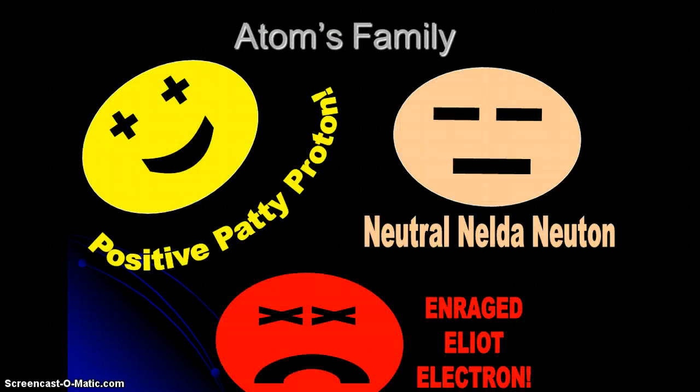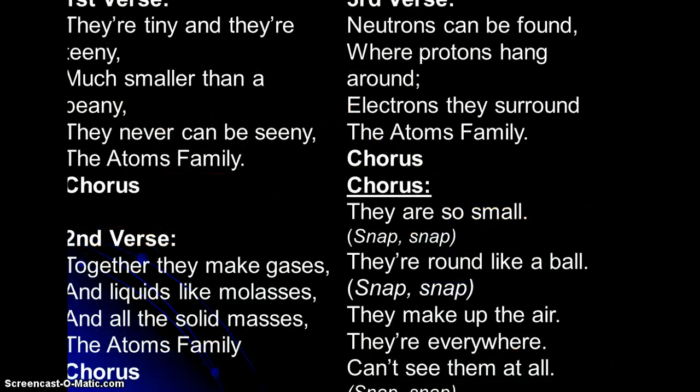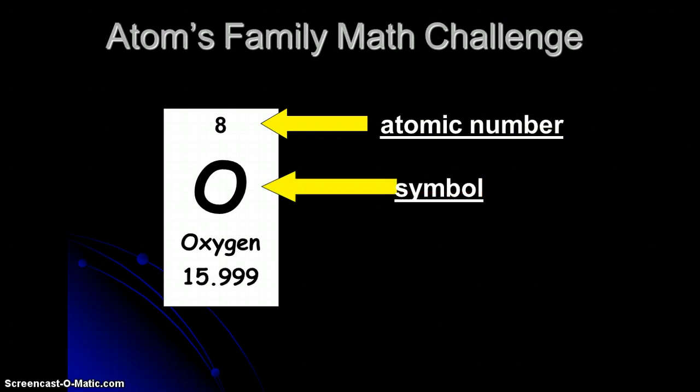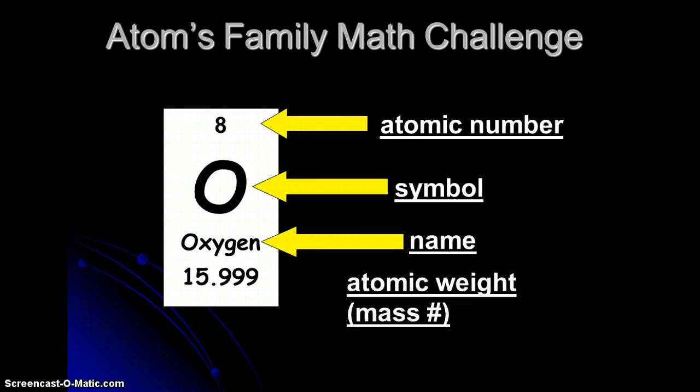We had a funny story about the Addams family. Positive Patty proton and nerdy Nelda neutron could stay in the arcade, the nucleus arcade. So they are the 2 particles that stay in the nucleus, and then an enraged Elliott electron flew around the outside and wasn't allowed in the nucleus, but at the same time he was attracted to positive Patty. And then there was a silly song, and then you guys did an Addams Family math challenge where you found the number of neutrons in each element.